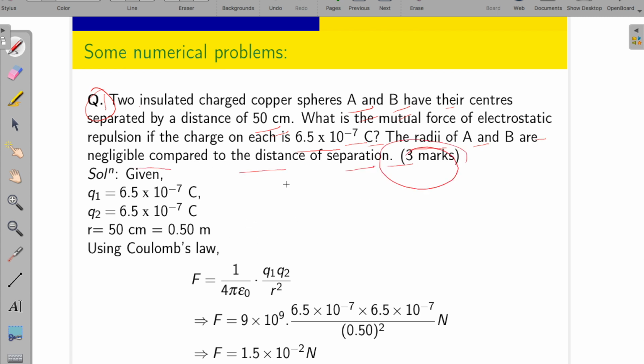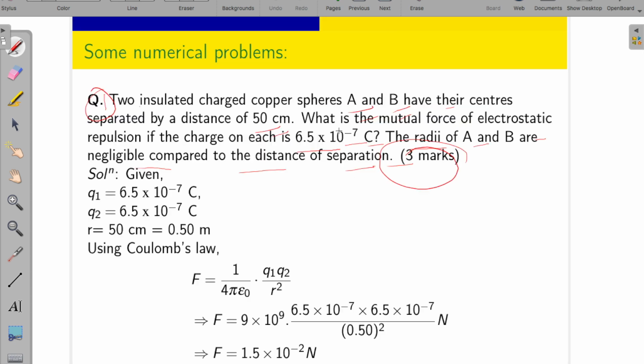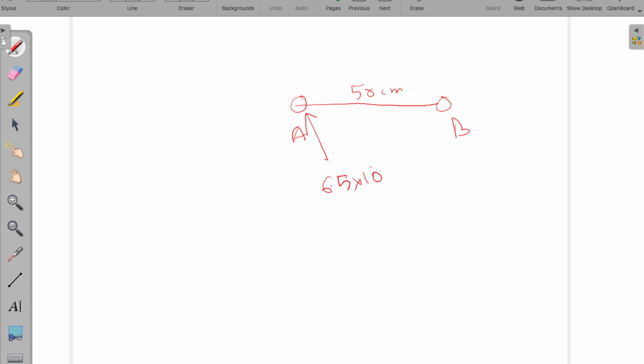We will solve this 3 marker question. The question says there are two metallic spheres A and B, and the distance between them is 50 centimeter. The charge on them is given as 6.5 into 10 to the power minus 7 coulomb. Suppose this is Q1 and Q2 is also the same, 6.5 into 10 to the power minus 7 coulomb. The same is given.